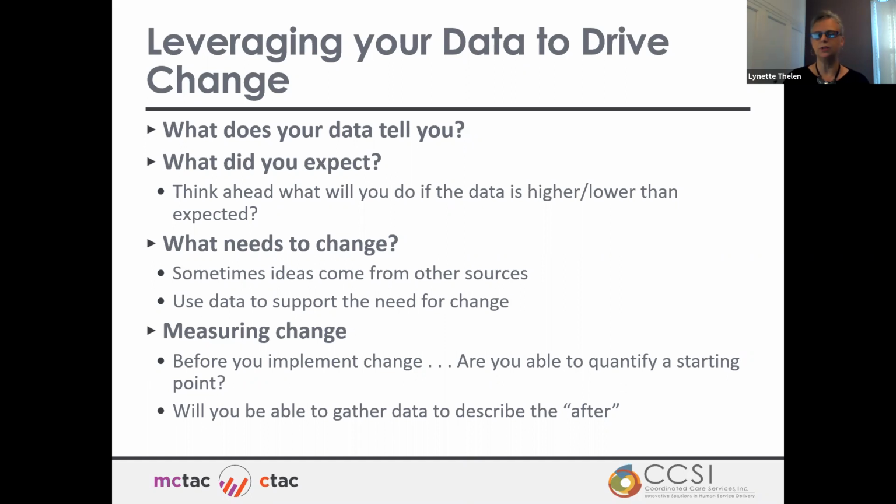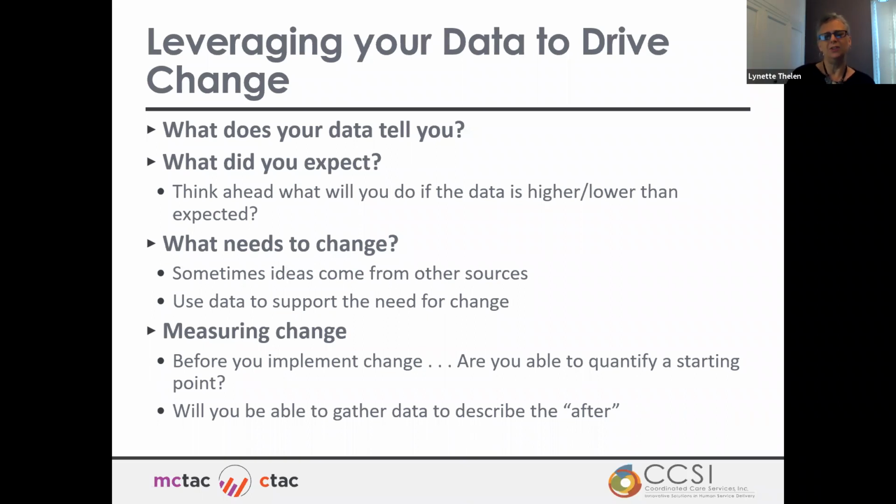I always think it's kind of interesting as you go into a measurement process to think about what you expect to see from that data. So if you're just starting to implement your measures on access and engagement or other measures, what do you think your engagement rate is? And then when you get the data, is that different than what you thought it might be?